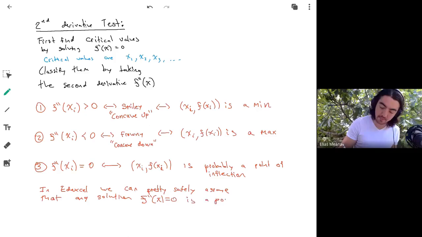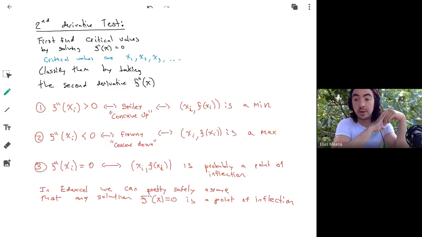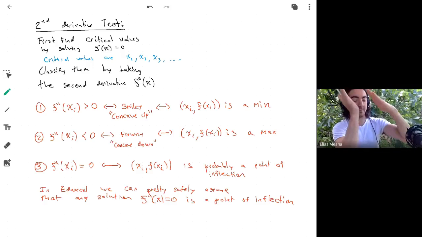Sir? Yes, go ahead. What about if it's not a concave up, concave down, or a point of inflection? Well, those are the only three possibilities, right? Because concave up is uniquely defined as being a place where the second derivative is positive. Concave down is uniquely defined as being a place where the second derivative is negative, and neither is where it's neither positive or negative. The only other possibility is that it's equal to 0, right?